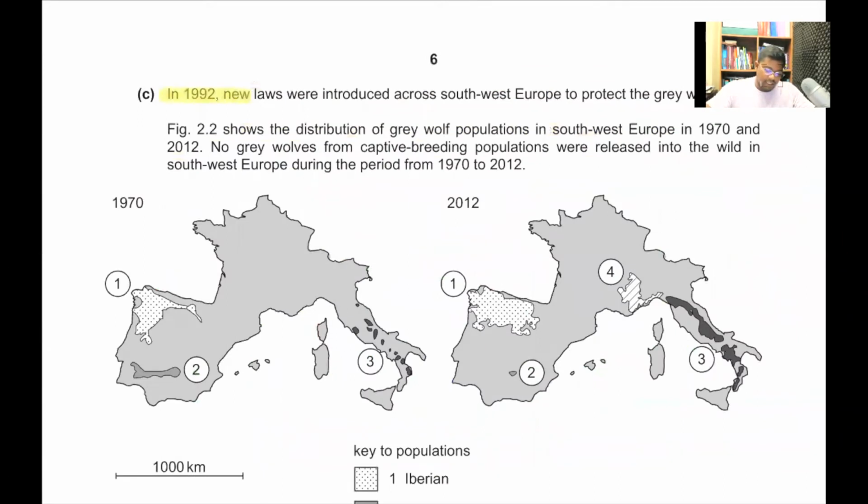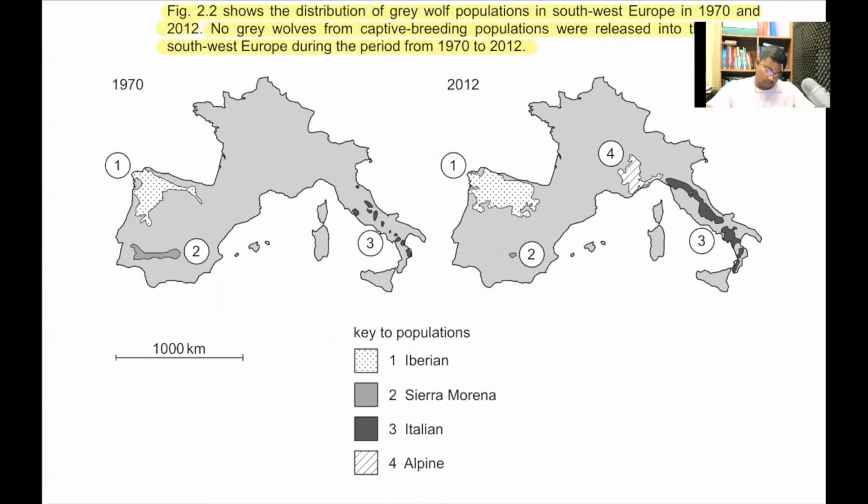Part C. In 1992, new laws were introduced across Southwest Europe to protect the gray wolf. Figure 2.2 shows the distribution of gray wolf population in Southwest Europe in the 1970s and in 2012. No gray wolves from captive breeding populations were released into the wild in Southwest Europe during the period from the 1970s to 2012. So we can see in number 1, the Iberian, number 2, the Sierra Morena, number 3, the Italian, and we can see in number 4, the Alpine.